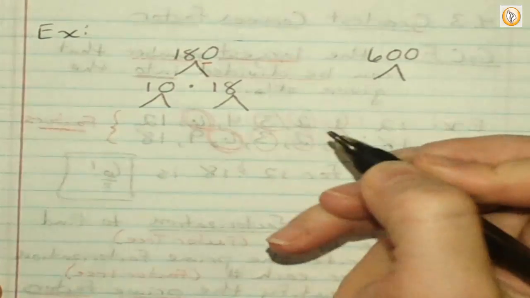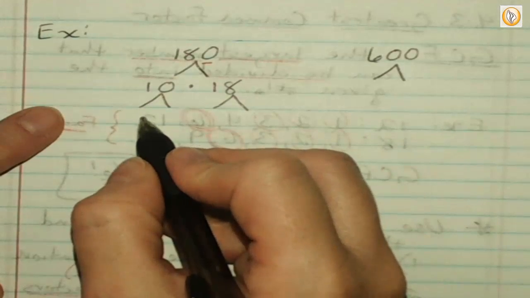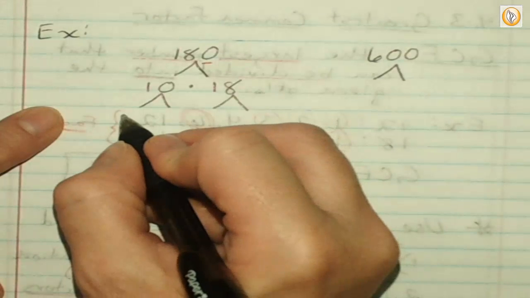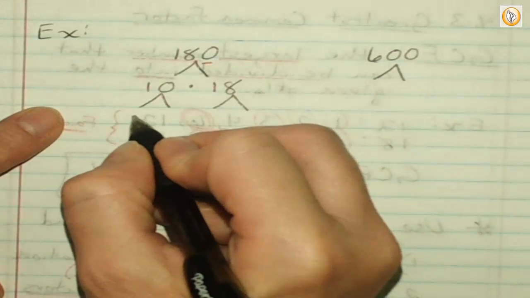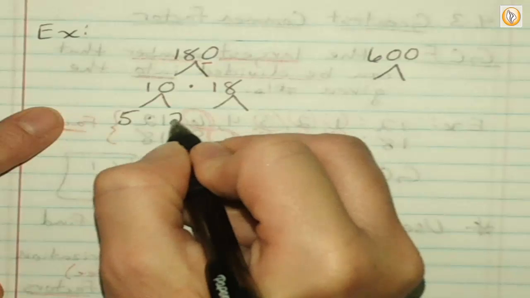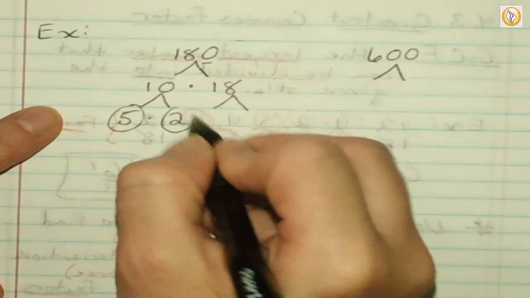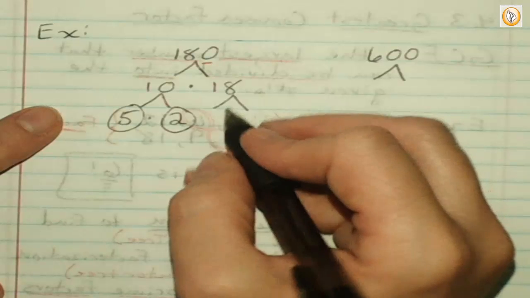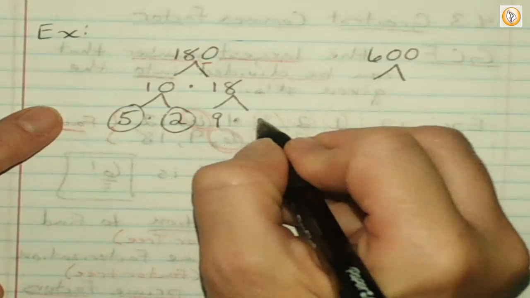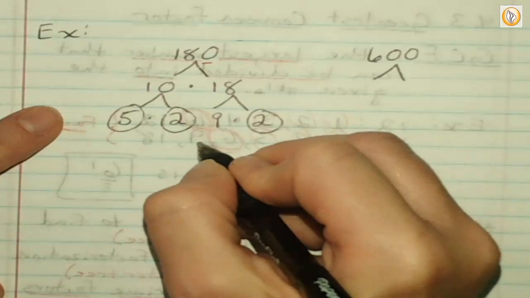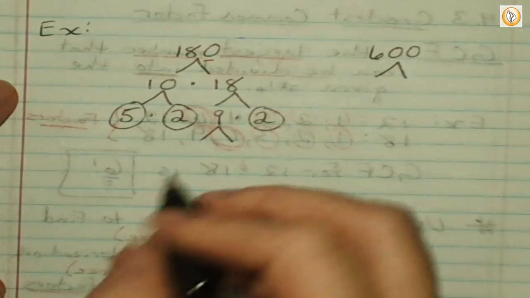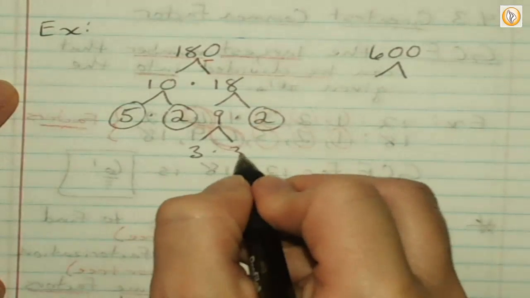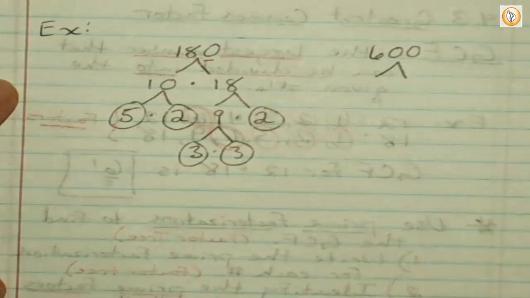So I keep going. What two numbers, when multiplied, give me 10? 5 times 2. And those are prime. What two numbers give me 18? 2 times 9. 2 is prime, but 9 is not. That would be 3 times 3. And those are prime.